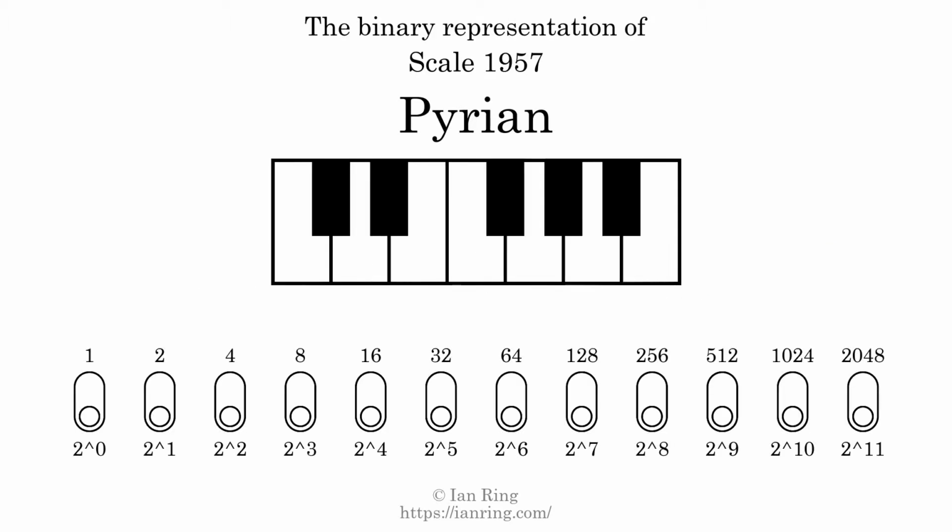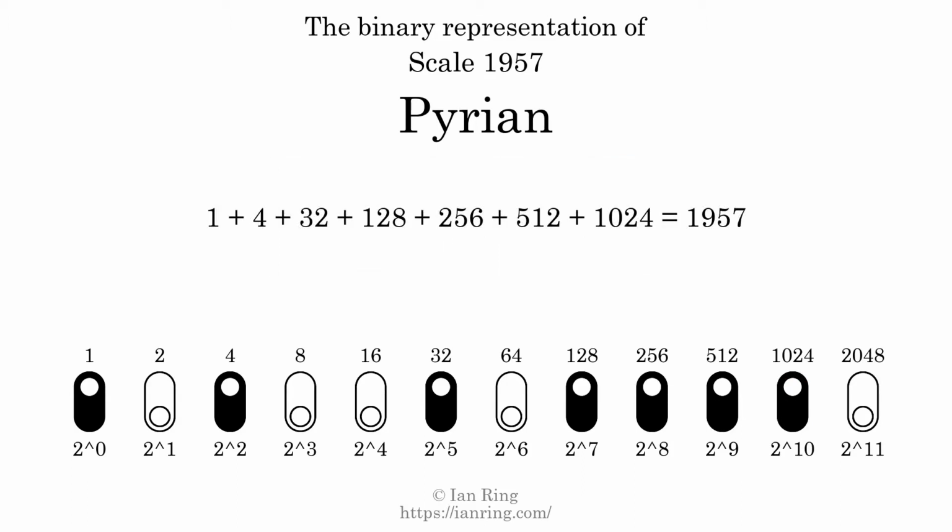The binary representation of this scale is determined by mapping tones of the scale to binary digits. Each binary digit represents a power of 2. To get the scale number, we add the powers of 2 together. The powers of 2 that are present in the scale, all added together, equals 1957. That is why the scale number, in decimal, is 1957.